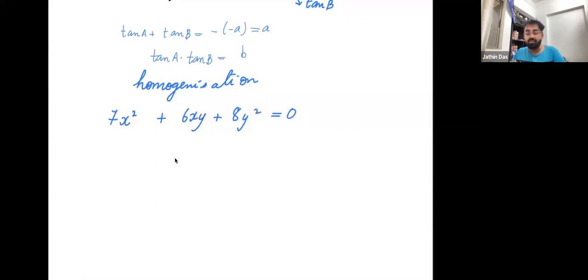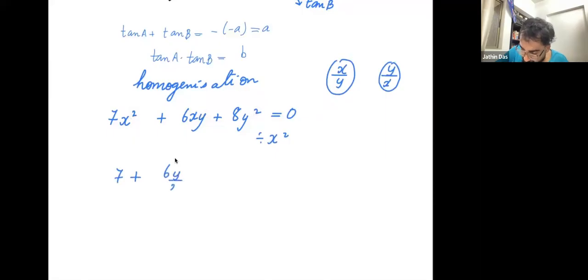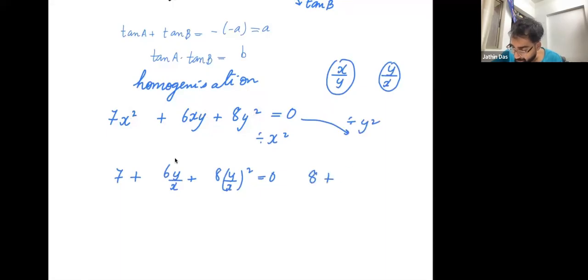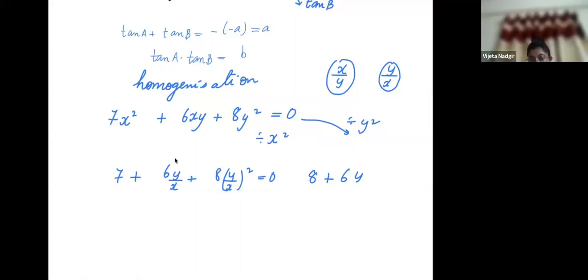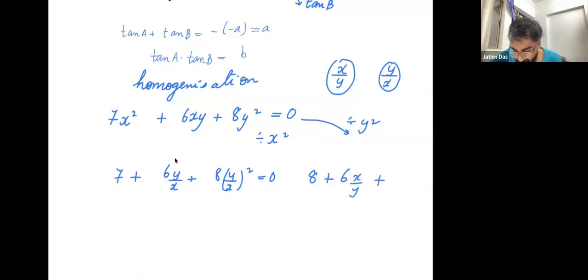So in this case, listen, you can convert this whole equation either in terms of x by y as one variable or y by x. How? First I'll divide it by x square. What do you get? 7 plus 6 (y by x) plus 8 (y by x) whole square. It became a quadratic equation in y by x. What will happen if I divide it by y square? You will get 8 plus 6 (x by y) plus 7 (x by y) whole square.